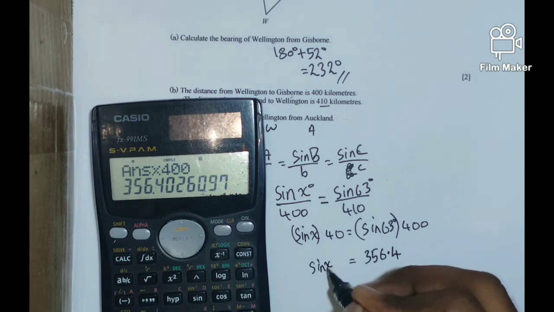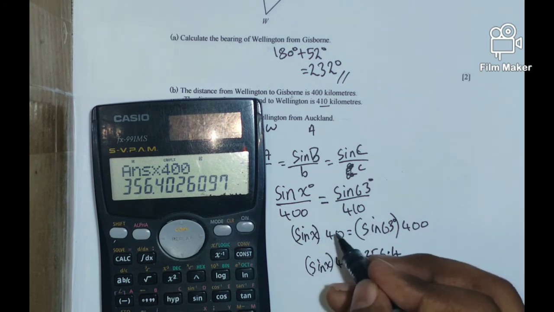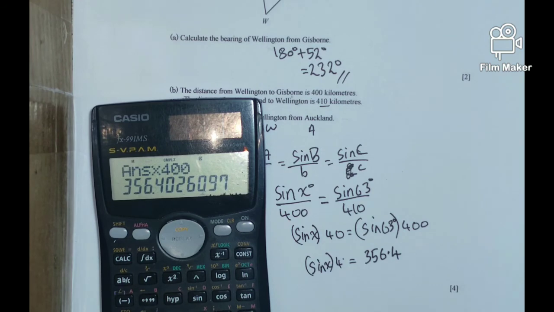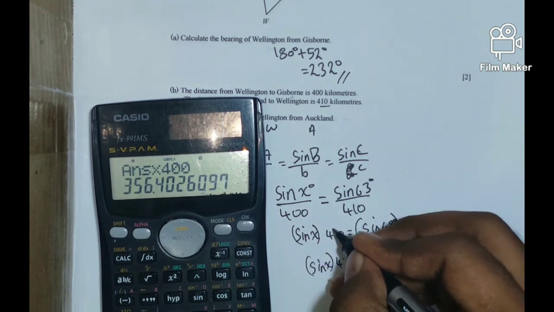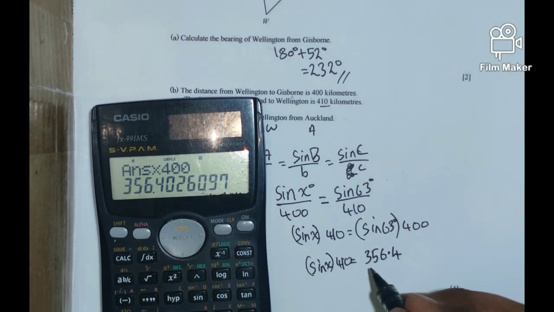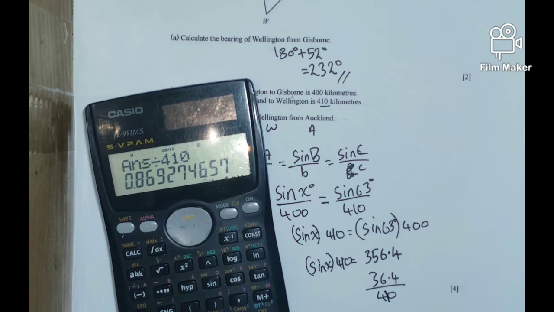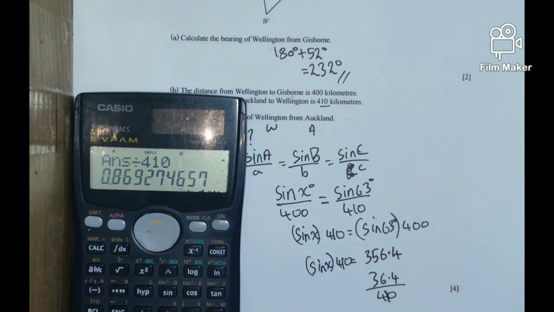Sine x into 410, I made a mistake earlier, it is 410. Now we'll divide 356.4 by 410, which is equal to 0.869. Sine x is equal to this much, and we will find the sine inverse of it.